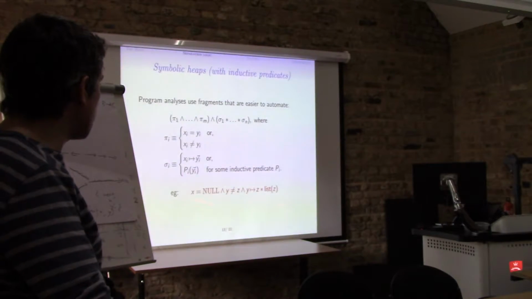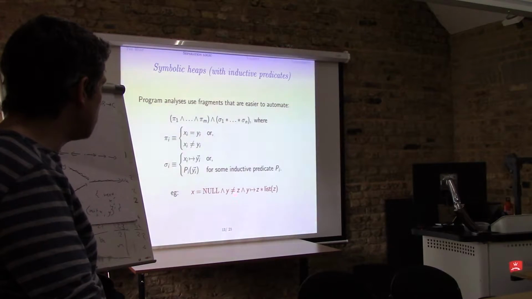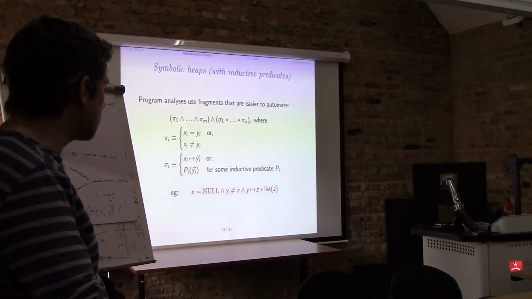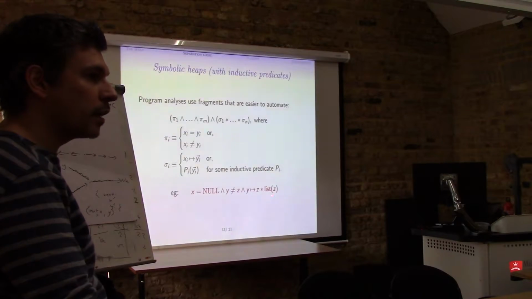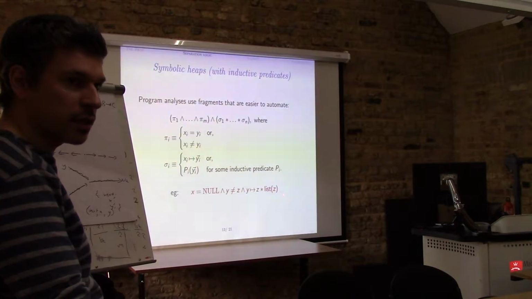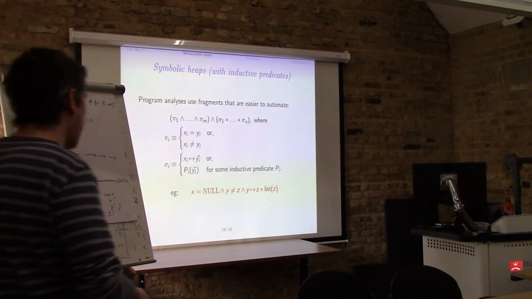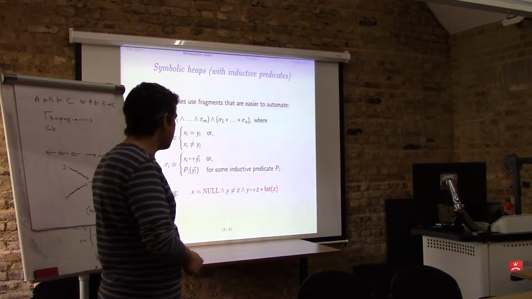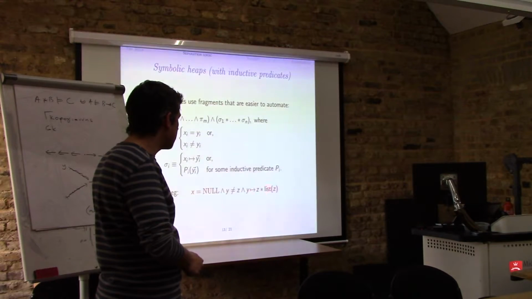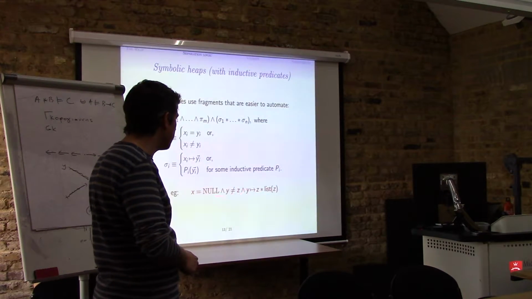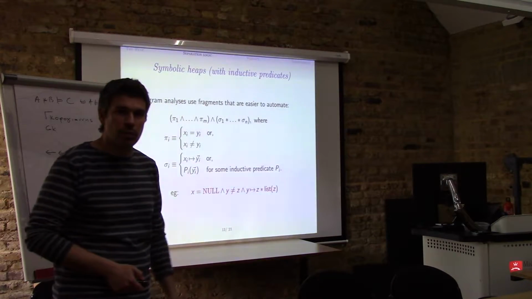Okay, so this is an example formula. X is null, y is not equal to z, y points to z, and disjointly there is a linked list starting at z, sorry, can't read. Okay? So this is the spatial part, the star conjunction, and this is the classical conjunction of equalities and disequalities between program variables.